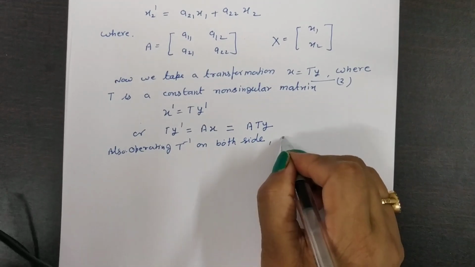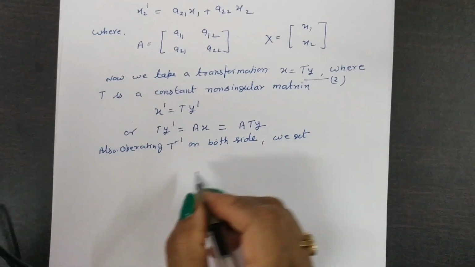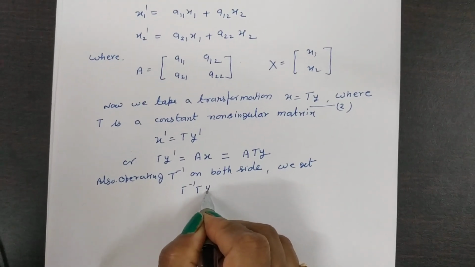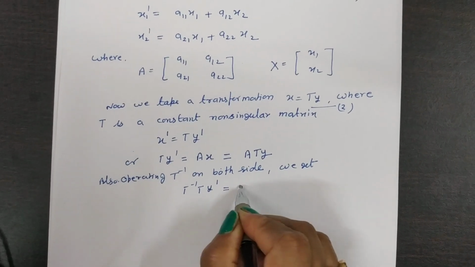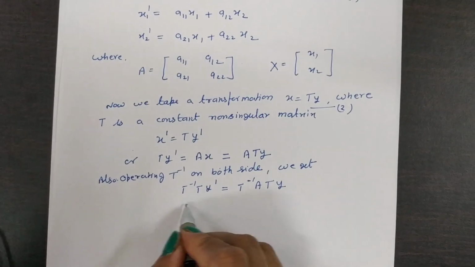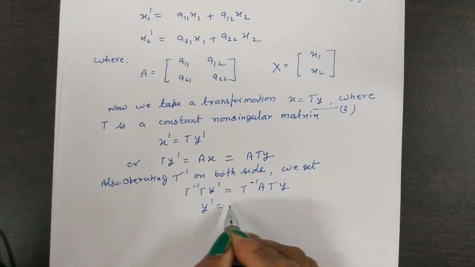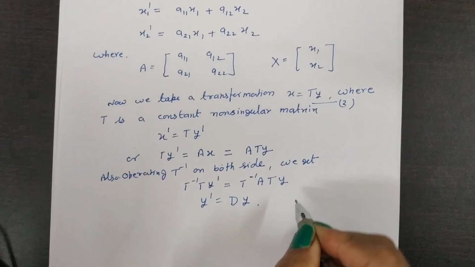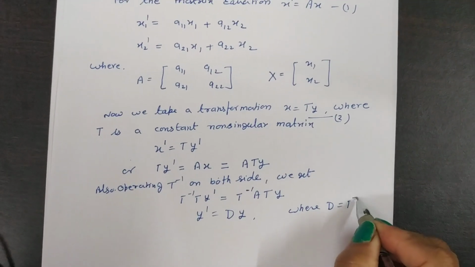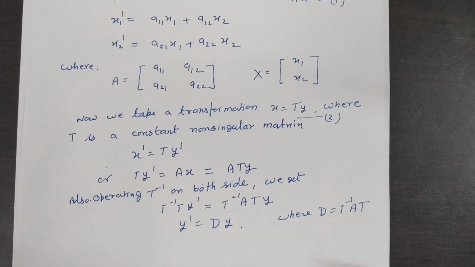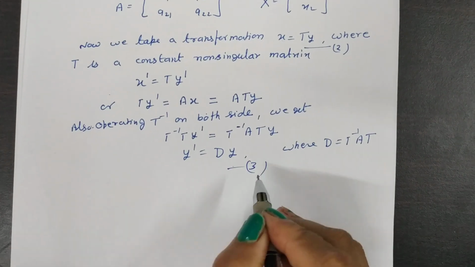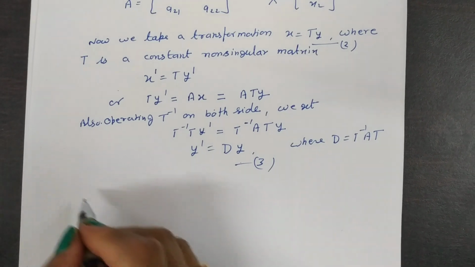We get T inverse on both sides, that is, T inverse T y' = T inverse A T y, and this can be written as y' = Dy, where D is defined as T inverse AT. Let us suppose that this is equation number 3.